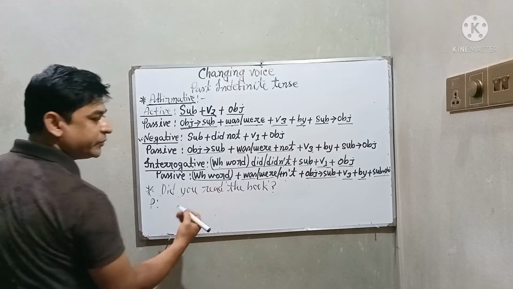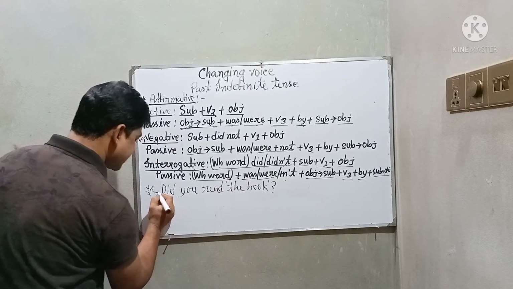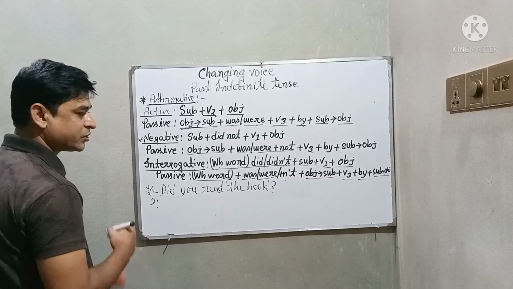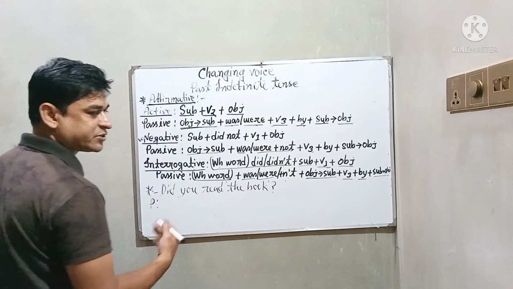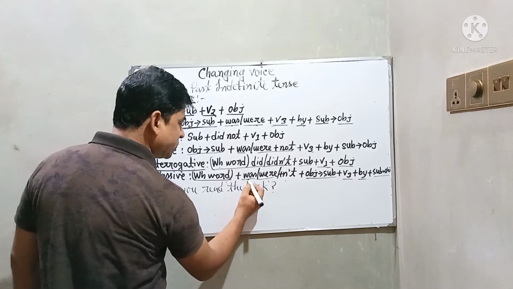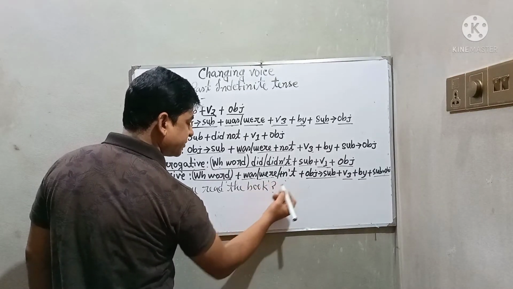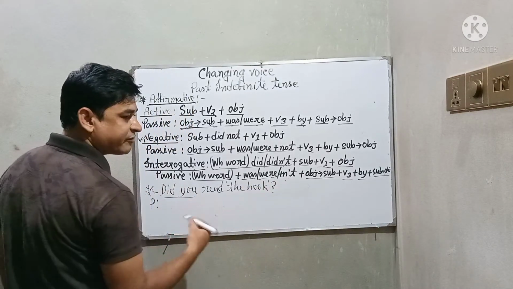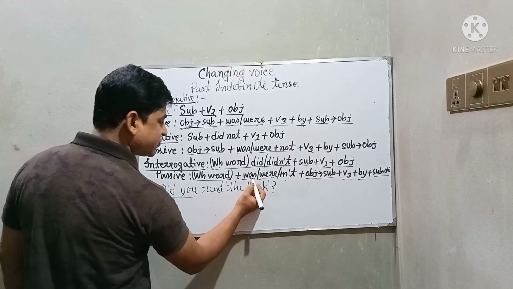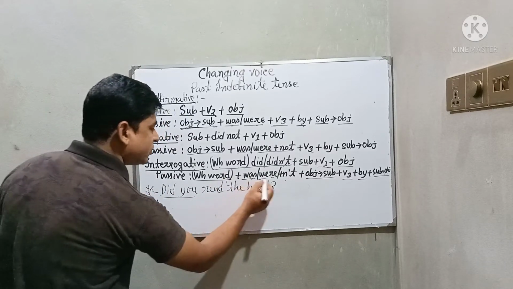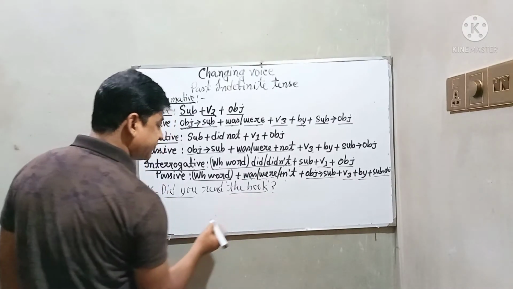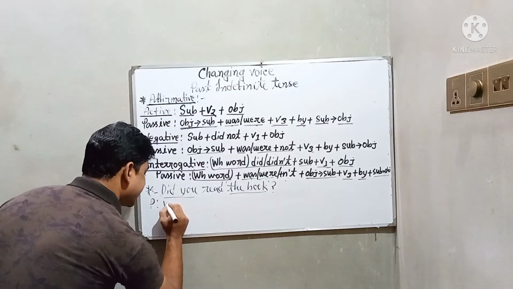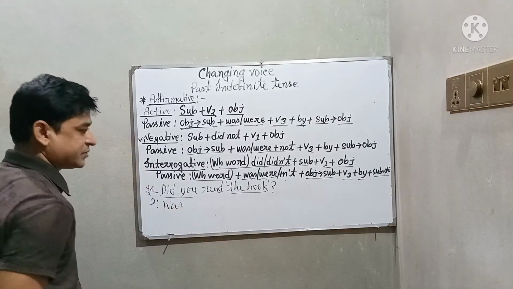So what we will use here? We did not get any WH word here, so the WH word will be discarded here. We won't use a WH word. We only use was or were, wasn't or weren't. This sentence is affirmative in sense, and that's why we will use only was or were according to the converted object. So our object is the book. It is singular number, and that's why we are going to use was.